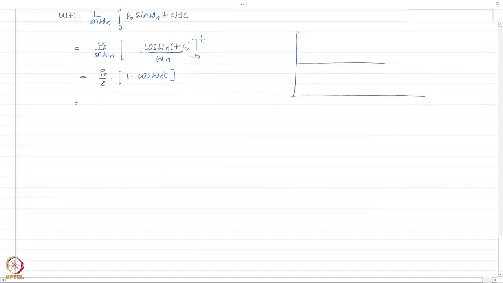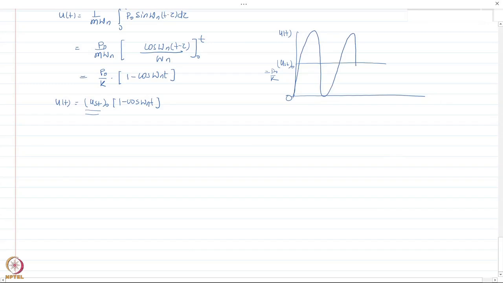Okay, P naught by k is nothing but the peak value of the static displacement. So my dynamic displacement history is represented like this. This is basically the equilibrium shifting from zero. If I plot the response from zero, it oscillates about U_st naught, which is P naught by k. Let us say initially it was here. As you apply this sudden load, it starts oscillating about this static displacement. This is how the response would look.